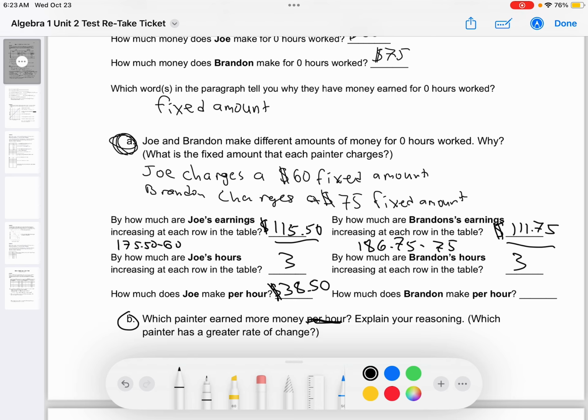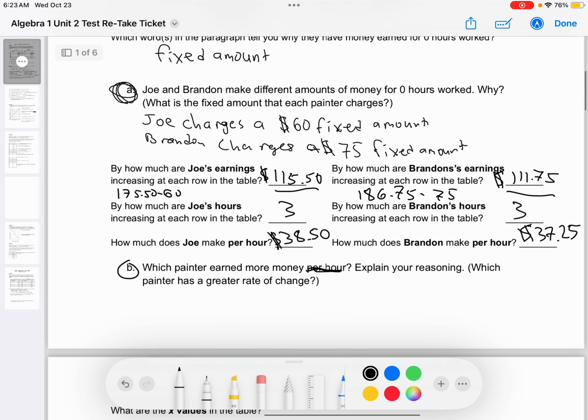And the same thing with Brandon. If he makes $111.75 over 3 hours, we can divide 111.75 divided by 3, and we get that Brandon earns $37.25 per hour. So if Joe earns $38.50 per hour and Brandon earns $37.25 per hour, then Joe earns more per hour.